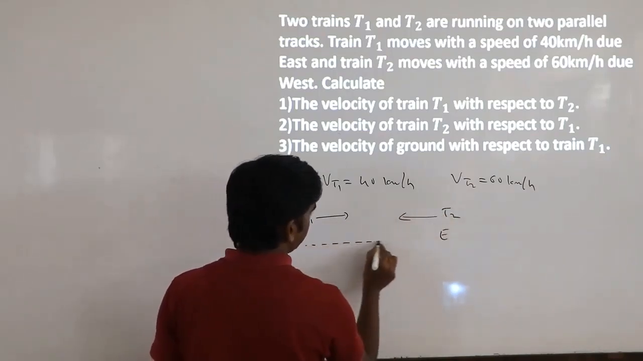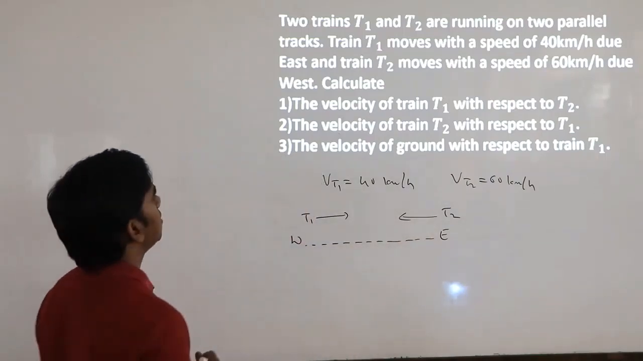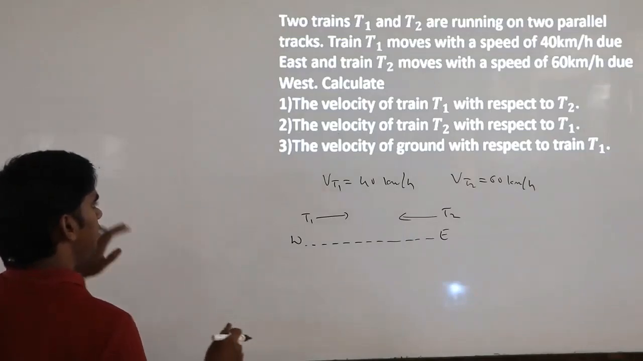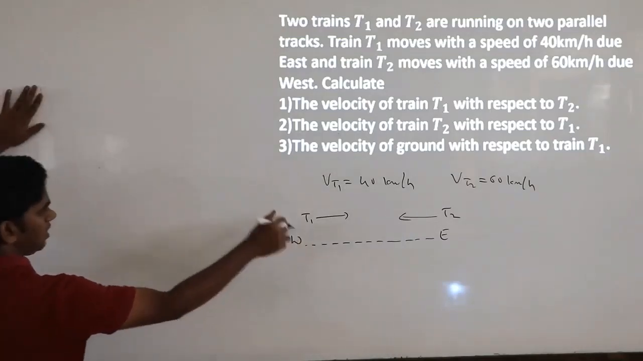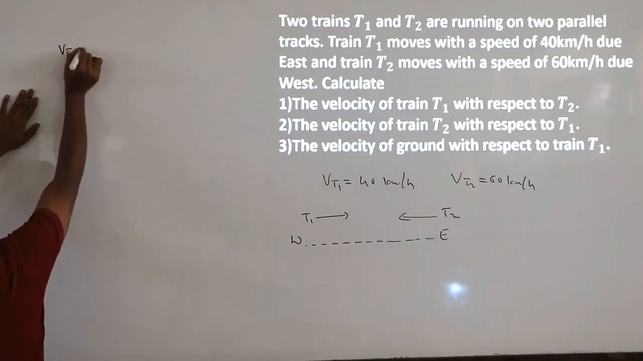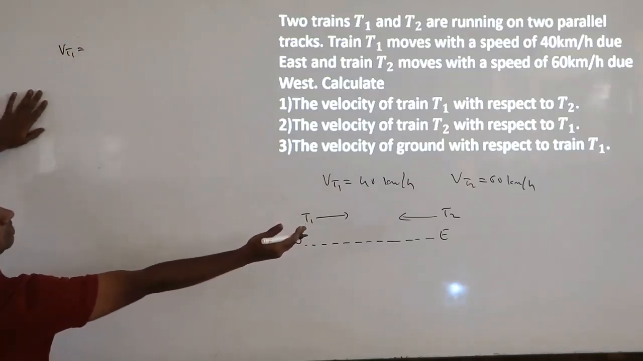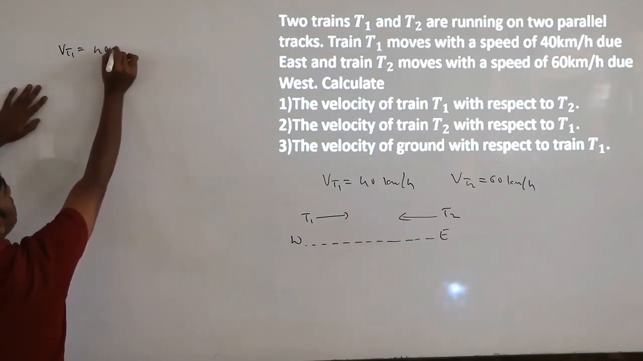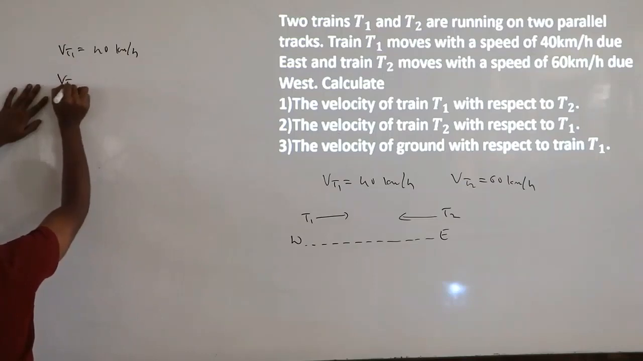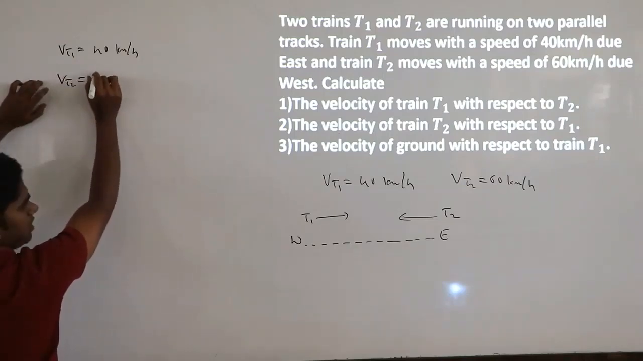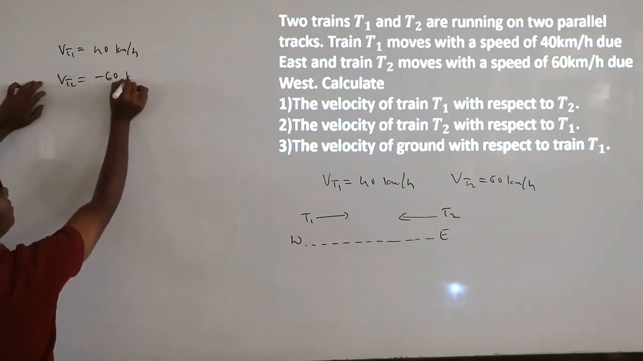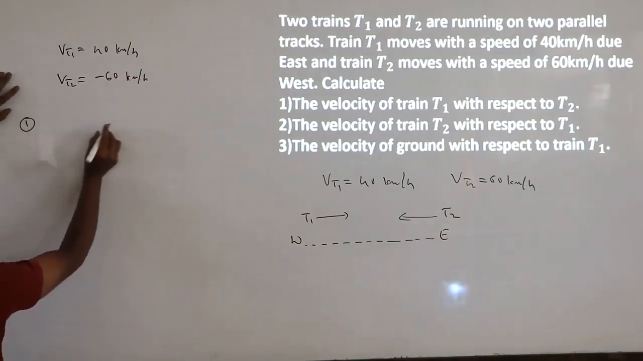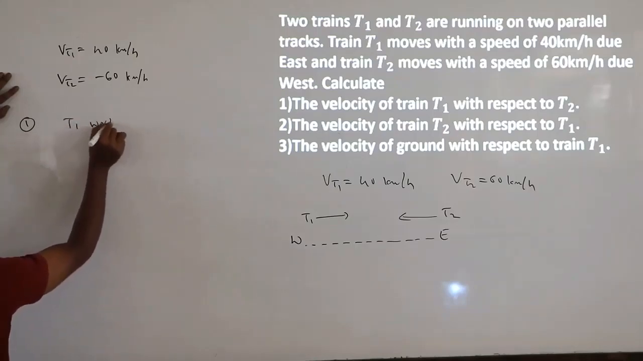So what they are asking: calculate the velocity of train T1 with respect to train T2. First you have to take the sign conventions. T1 moves from west to east, so due east I will take as positive, so 40 km per hour, and T2 I will take as negative, minus 60 km per hour. So first is the velocity of train T1 with respect to T2.